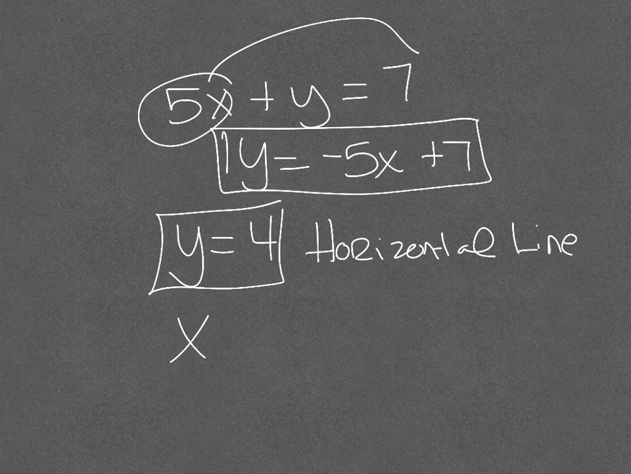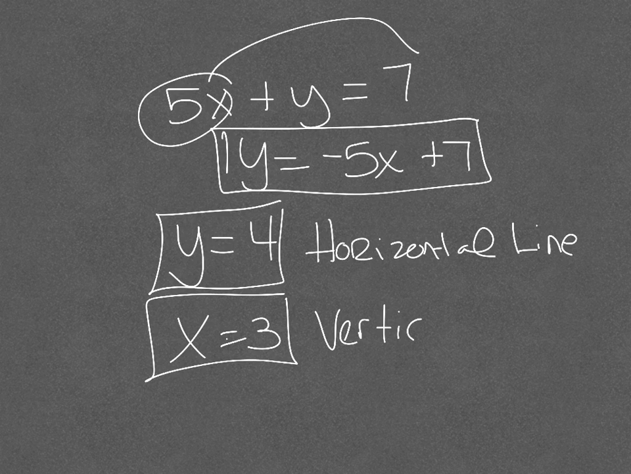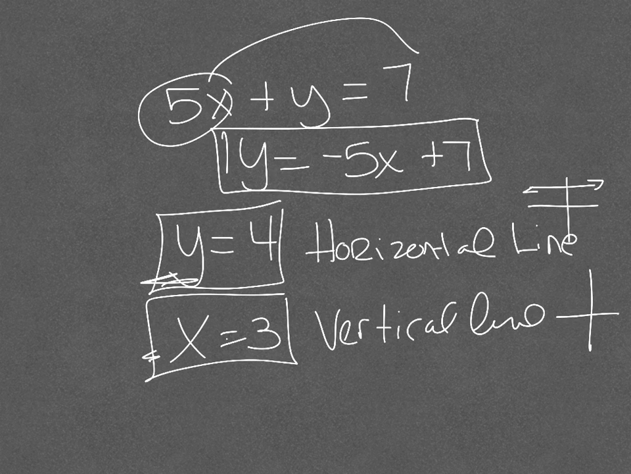What if I had x equals 3? Well, I would leave it like that because that's a vertical line. This doesn't have an x and this doesn't have a y. So this is a horizontal line that crosses at 4, and this is a vertical line that crosses at 3.